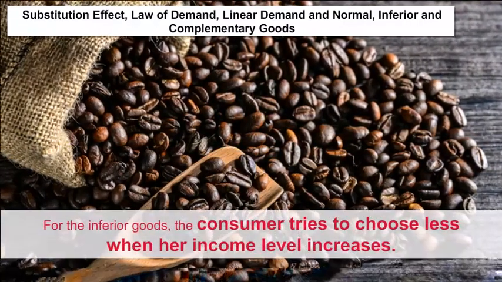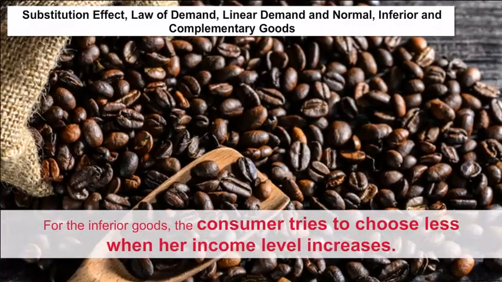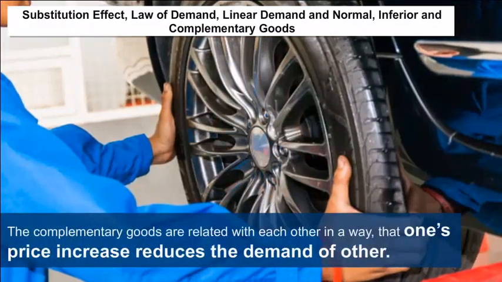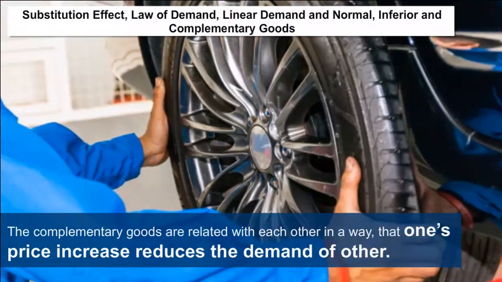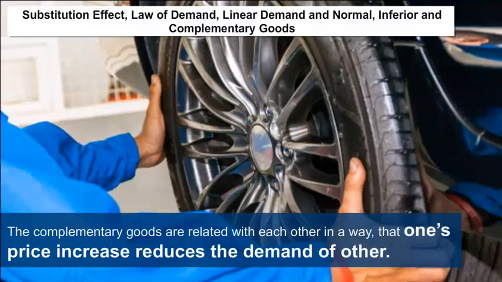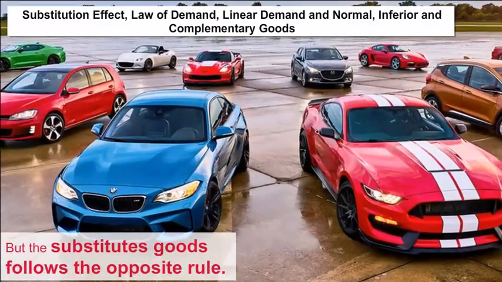But for inferior goods, the consumer tries to choose less when her income level increases. Complementary goods are related to each other in a way that an increase in one's price reduces the demand for the other. But substitute goods follow the opposite rule.